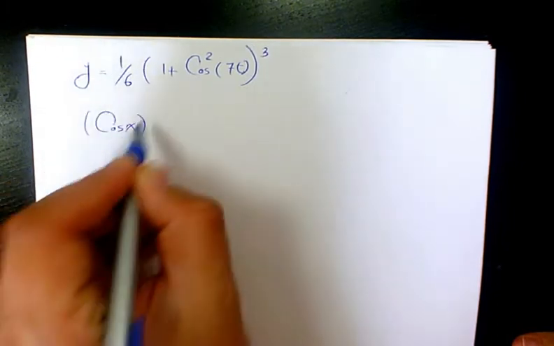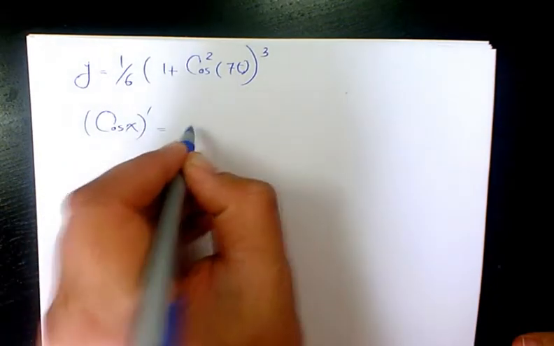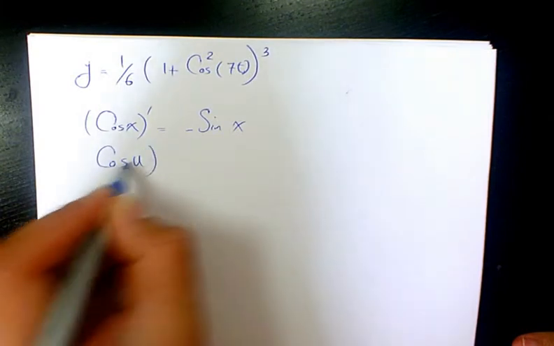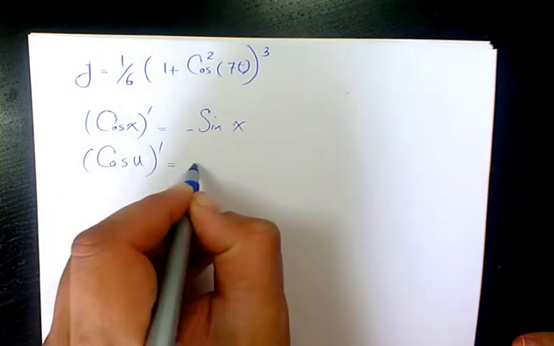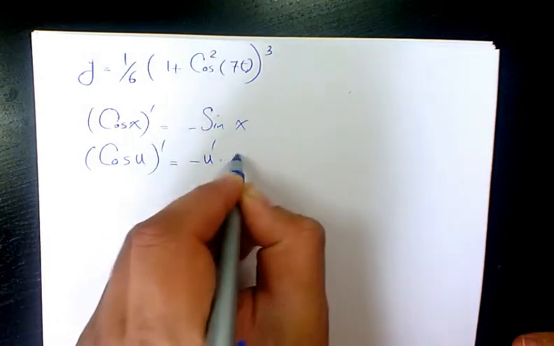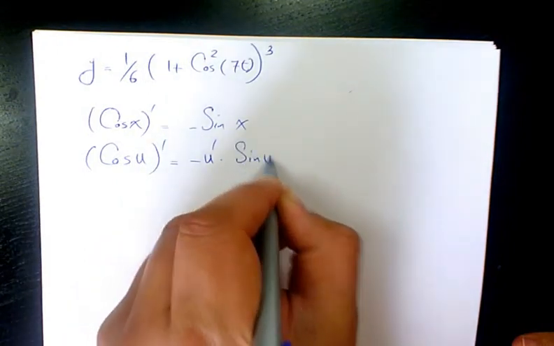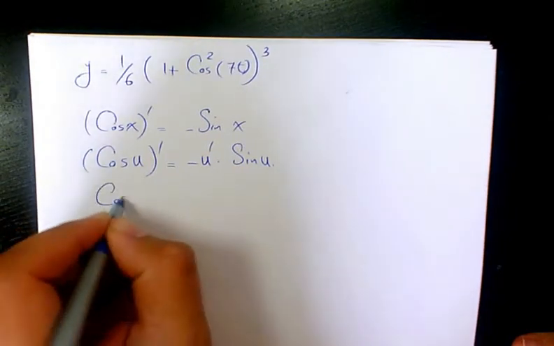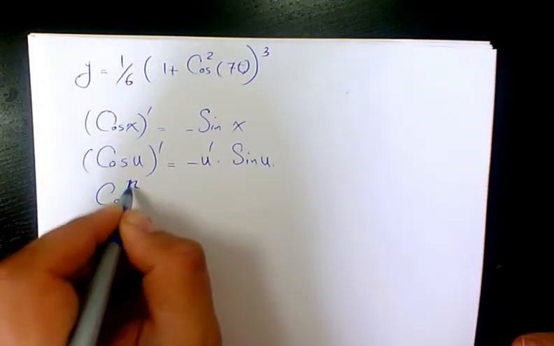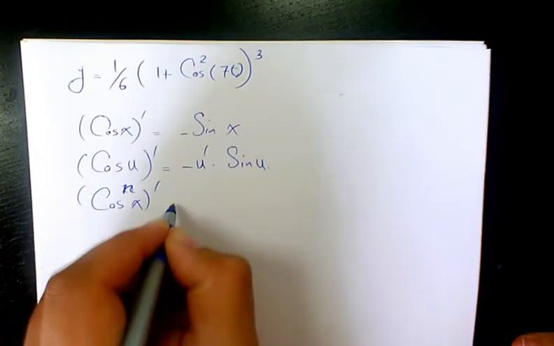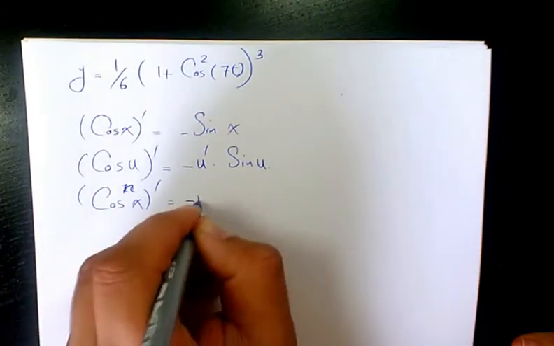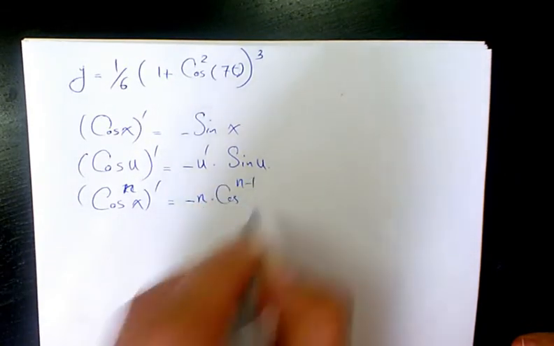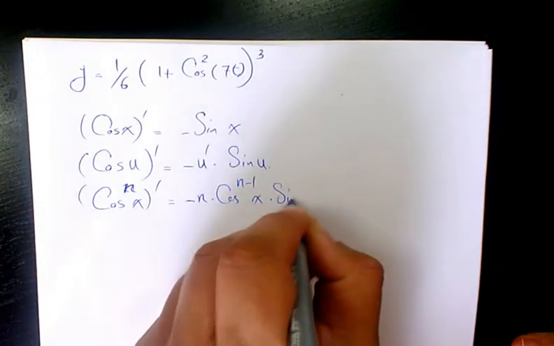Cosine x, derivative of it is negative sine x. Cosine u, when u is a function of x, is gonna be negative u prime times sine u. And whenever we have cosine to the power of n, let's say x, the derivative will be negative n times cosine to the n minus 1 of x times sine x.